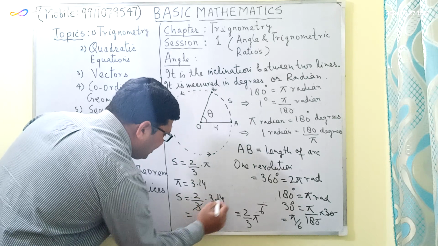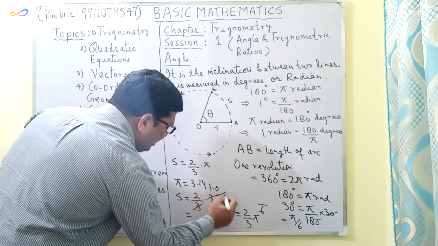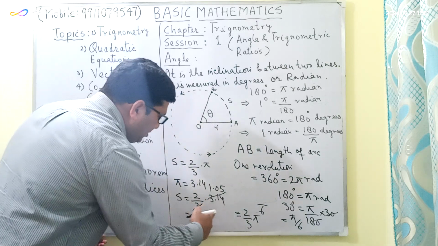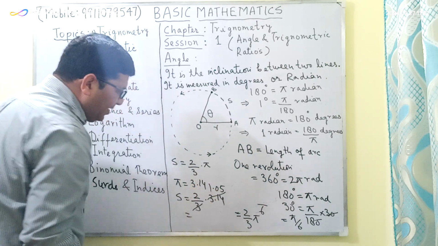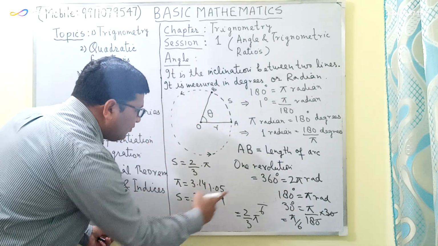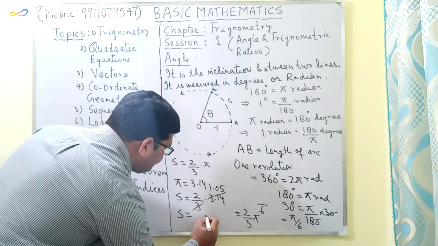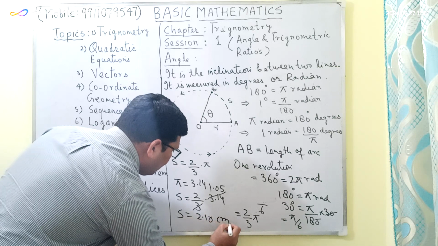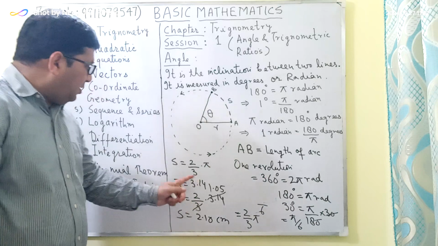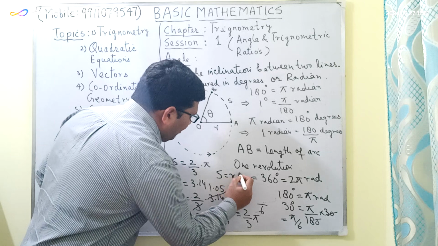So if I divide this, this is equal to 1.0, approximately, I'm just taking the approximate value, which is equal to 1.05. So it is slightly less than 1.05, but just for the sake of making you understand how to calculate the length of the arc, I'm just taking an approximate value. So this is equal to 2.10 centimeter.